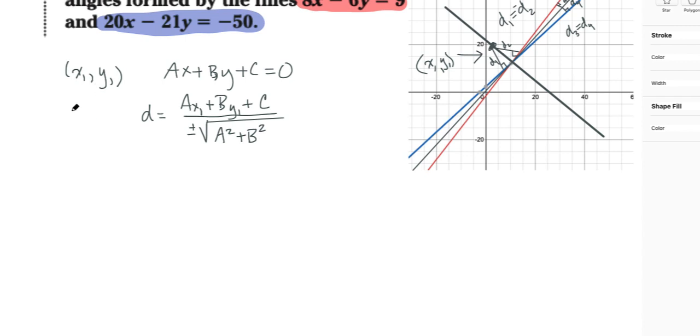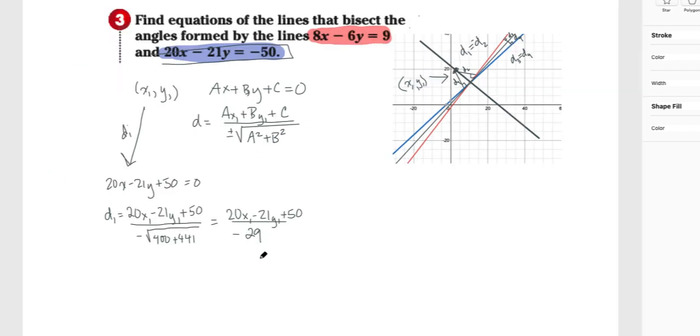Let's start with D1. D1 will be found because it is the distance from the point to the blue line, so the equation we're using is 20x minus 21y plus 50 equals 0. Let's go ahead and find that. Then we're going to find D2, then D3 and D4, and then we'll be able to use that information to find the equation of the line.